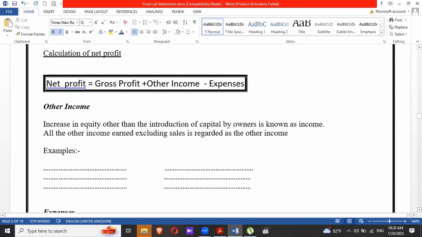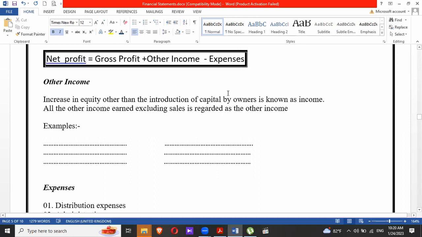So look at this, other income. Already we know how to define income, right? Simply, income means increase of equity except due to capital introduced by the owner. Increase of equity except due to capital introduced by the owner, right? Income. But here the word is given as other income. Other income. Look at this.